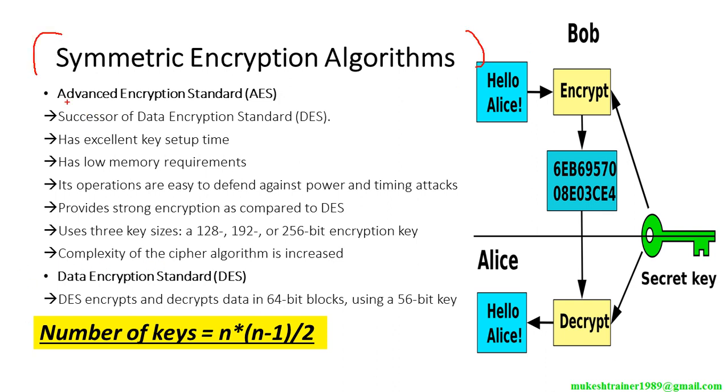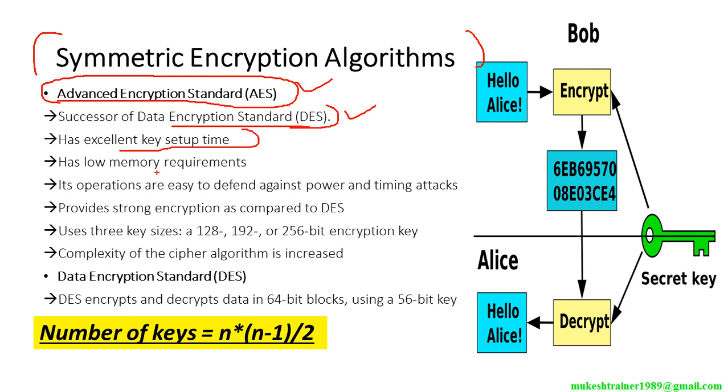So, let us talk about symmetric encryption algorithms. For example, Advanced Encryption Standard, AES, is the latest one. It came after DES, as its successor. DES used to be used in the old days, but now we use Advanced Encryption Standard. It has excellent key setup time, low memory requirements, and its operations are easy to defend against power and timing attacks. It provides strong encryption like DES, but DES is old, so AES provides better security. It uses 3 key sizes: 128-bit, 192-bit and 256-bit encryption keys. The complexity of the cipher algorithm is increased, so that makes it too tough for crackers or hackers to decode.